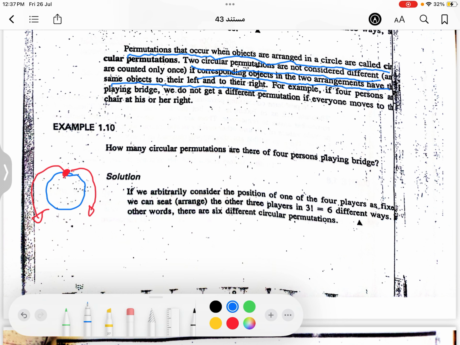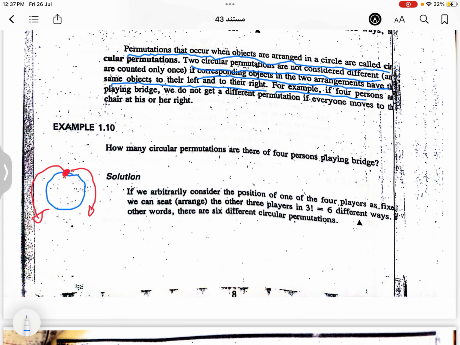This is why we cancel one from the total number of persons or things. For example, if 4 persons are playing bridge, we don't get different permutations if everyone moves to the chair at his or her right. Example number 10: how many circular permutations are there of 4 persons playing bridge?